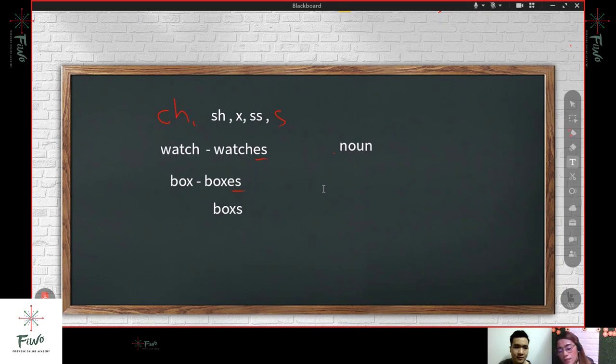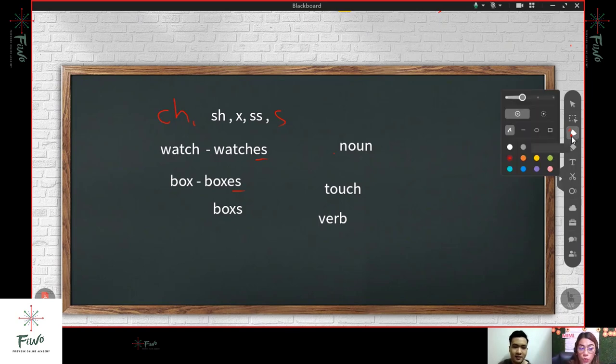Hello? Okay. Yeah, hello, I'm sorry. Yeah, touch, do you mean this one, touch? Yes. Touch is a verb. It is a verb, it's not a noun. But yeah, that's also correct. But another rule, that is the verb rule. We are now in the noun rule.